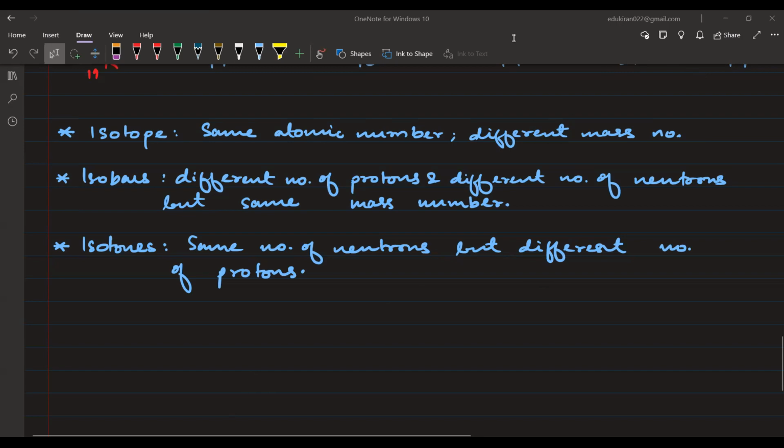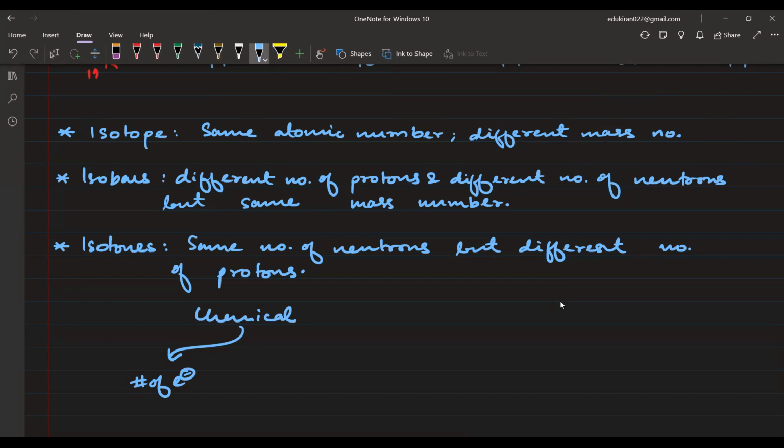So for this, I want all of you to look at one of. So there's a question. Isotopes have same chemical properties but different physical properties. Why? Because they have different mass number, and physical properties depend on the mass. Chemical properties depend on the number of electrons, mostly. Reactivity depends on the number of valence electrons.